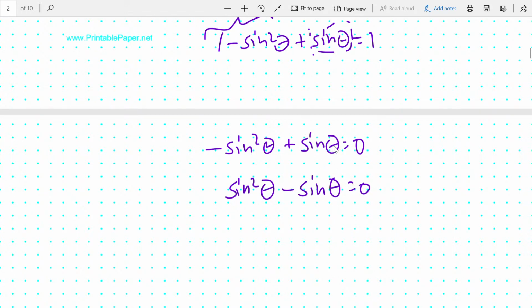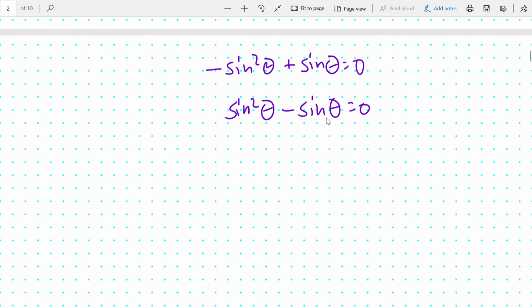If you notice, going from here to here, we're just flipping the signs of all the terms, so this minus becomes a plus, and this plus becomes a minus. Anyway, you can do that when one side is 0. It's quite useful. And then, say we want to factorize this out, so we can factorize out sine theta, and we get sine theta minus 1. And this whole thing, sine theta multiplied by sine theta minus 1, equals 0.